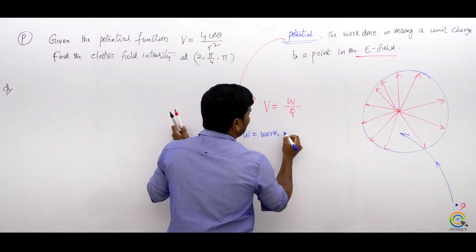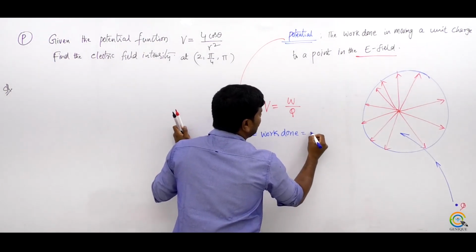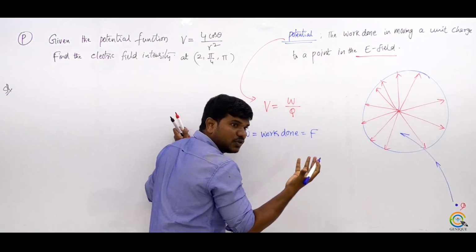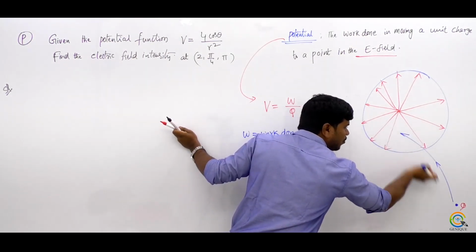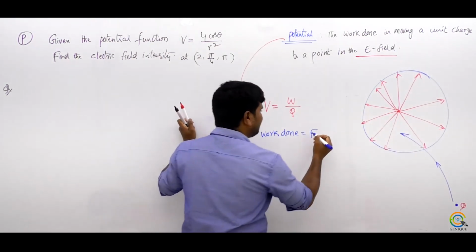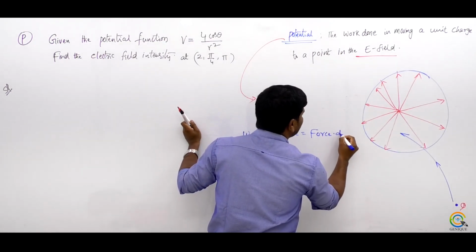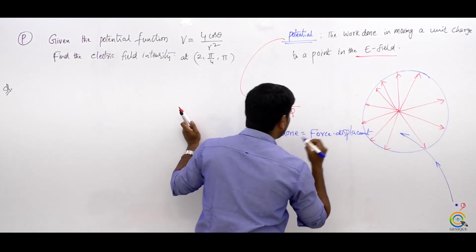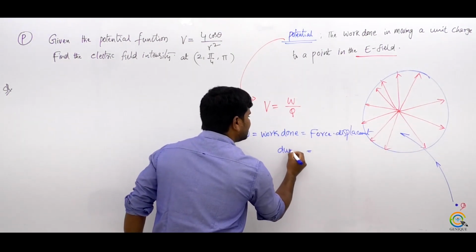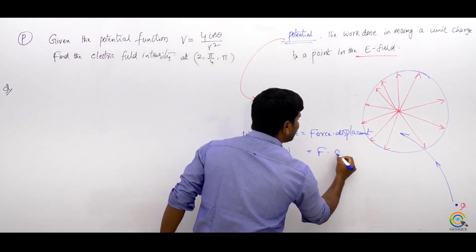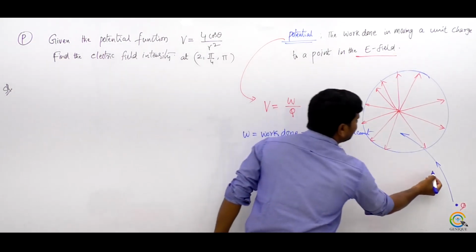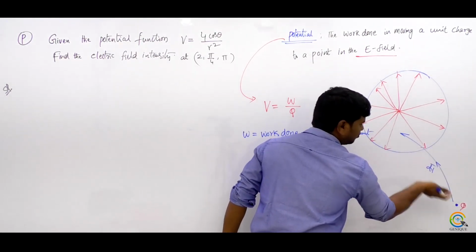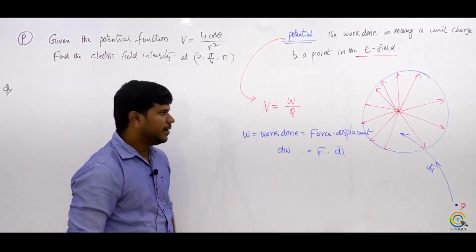What is work done? Work done is equals to what? I have to do some work, which means force into distance or displacement. Force into displacement. So the work done is equals to the force into displacement dl. Let us suppose some distance dl is moved by using this force.